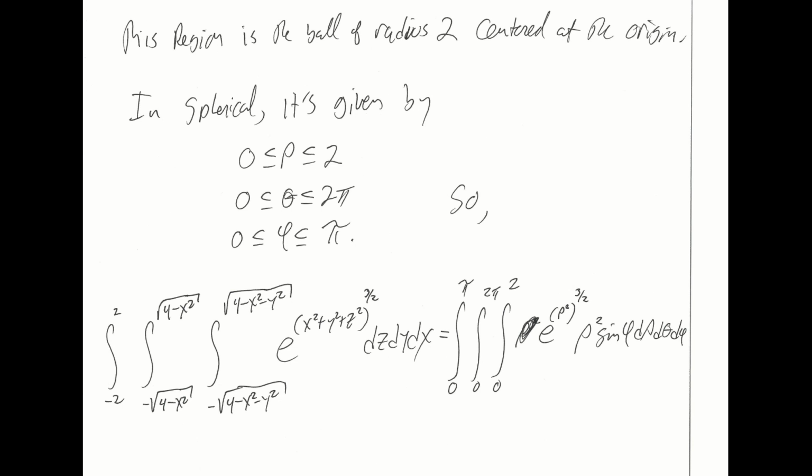We're going to let rho go from 0 to 2. We're going to let theta go from 0 to 2 pi as we have full circular symmetry in the xy plane. And we're going to let phi go from 0 to pi.